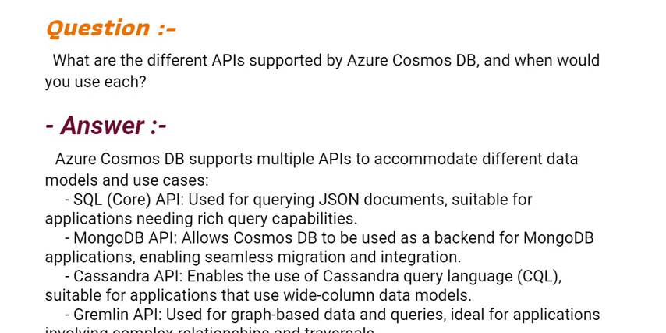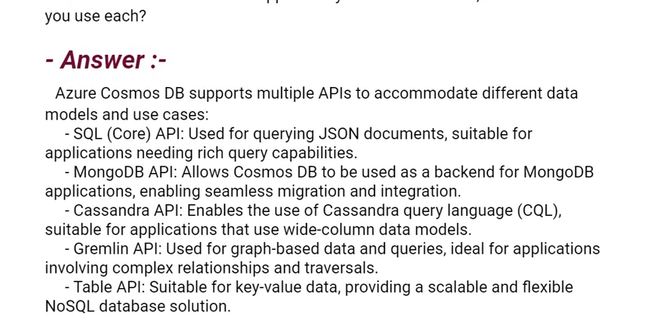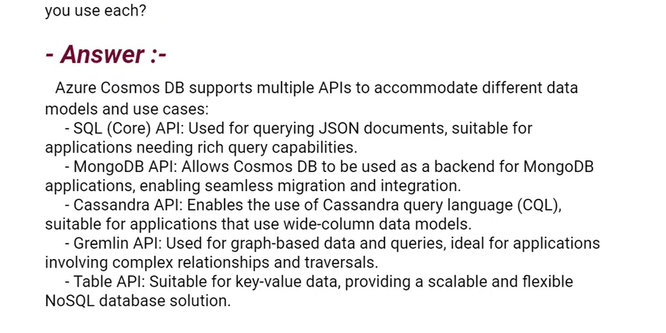The next one is Cassandra API. Enables the use of Cassandra Query Language (CQL), suitable for applications that use wide column data models. The next one is Gremlin API, used for graph-based data and queries, ideal for applications involving complex relationships and traversals. The next one is Table API, suitable for key-value data, providing a scalable and flexible NoSQL database solution.